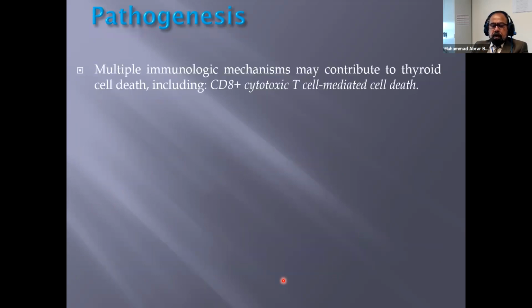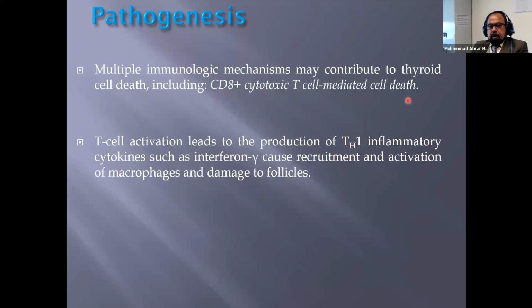Three important things happen. Multiple immunological mechanisms may contribute to thyroid cell death, including CD8 cytotoxic T cell mediated cell death. So CD8 cells directly attack the thyrocyte and kill it, number one. Number two, T cell activation leading to production of Th1 lymphocyte cytokines such as interferon gamma causes recruitment and activation of macrophages and damage to the follicle. So this is an indirect way.